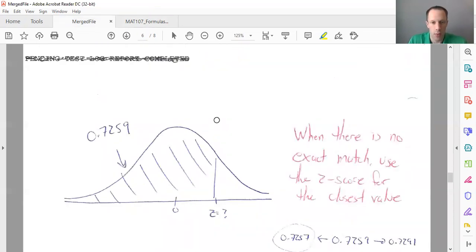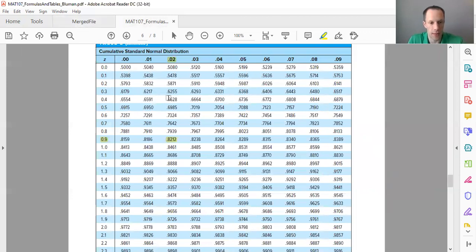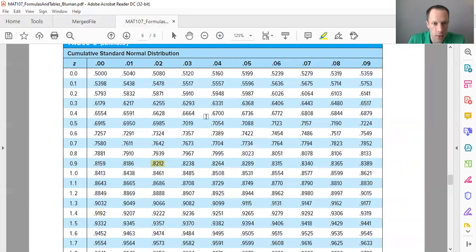Okay, now sometimes you'll run into this situation. This looks just like one of the problems we just did. There's an area shaded to the left of the z-value, and that area is labeled as 0.7259. Okay, let's see if we can go find this area in the chart. Well, here's 7257, and then it immediately jumps up to 7291. The number we're looking for is not in the chart. It's actually in between two numbers that are in the chart.